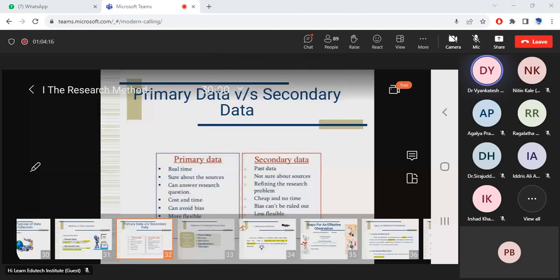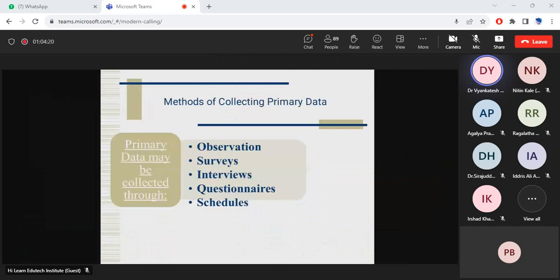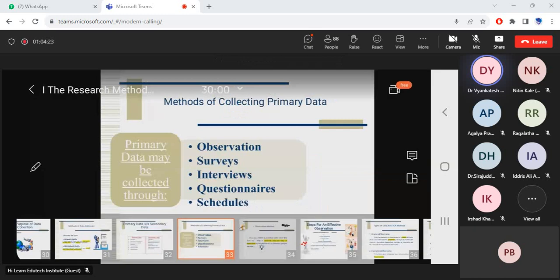The observation method is a major method in which data in the field is collected with the help of observation. The words themselves indicate it: the data collected by the observation method is collected by an observer, personally going into the field.